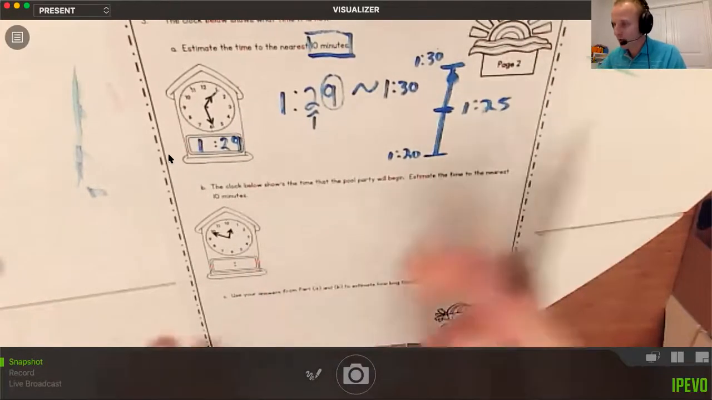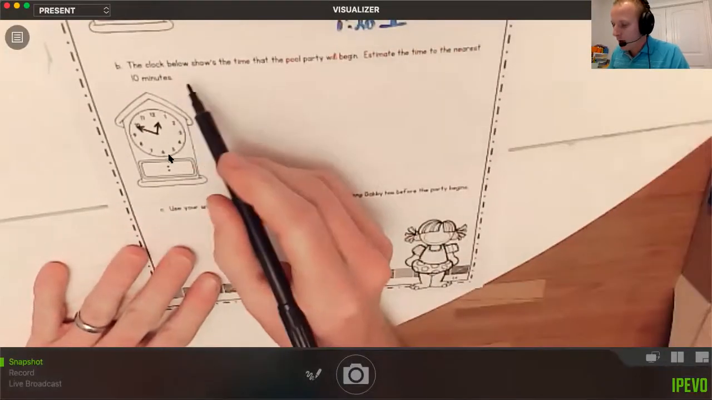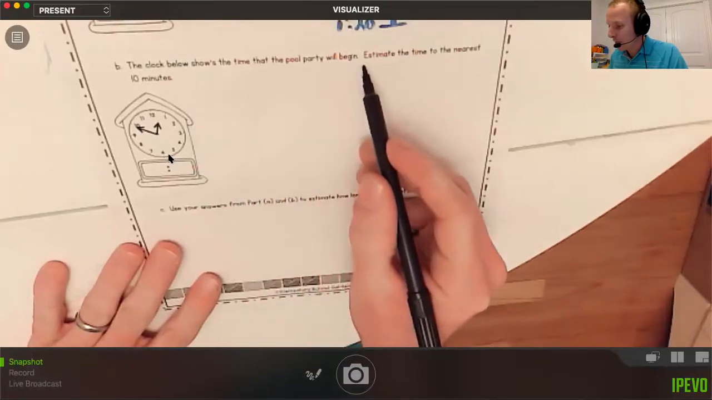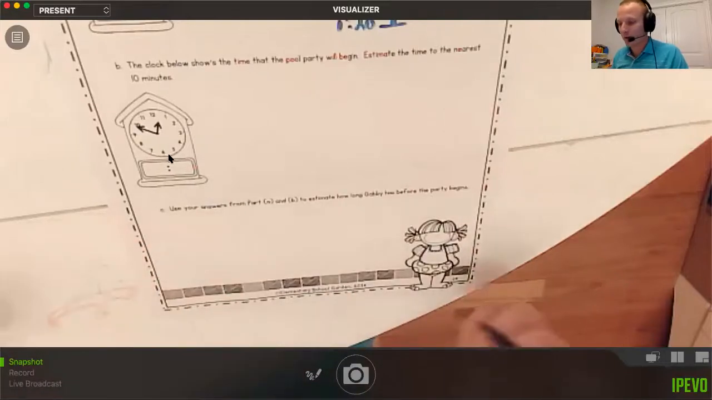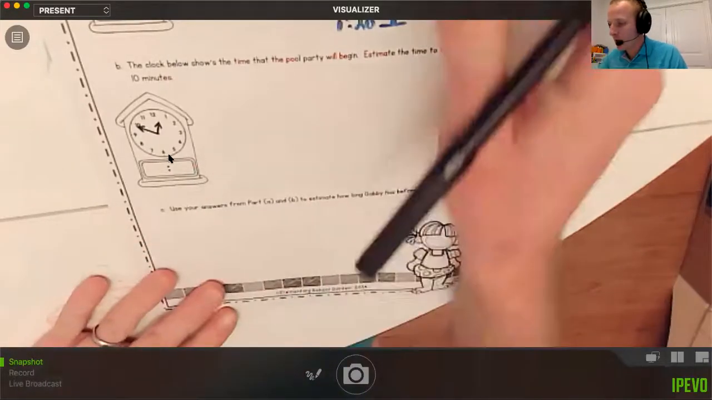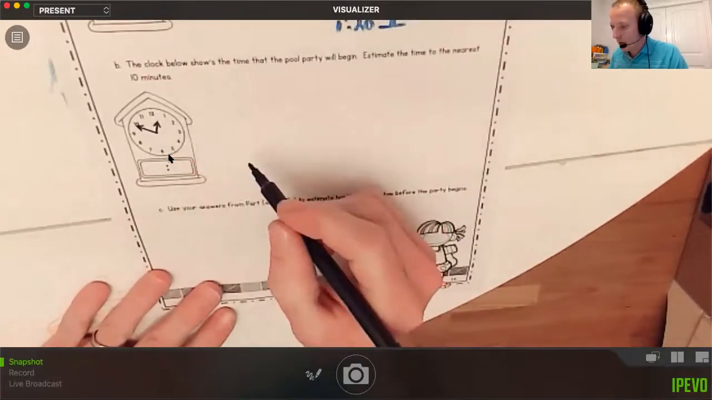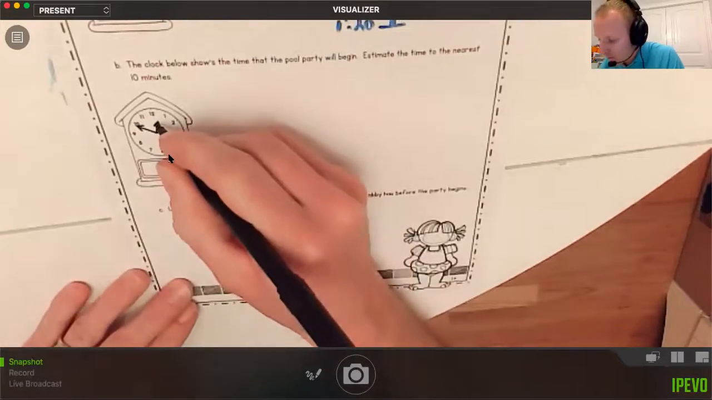Problem 2 says, let's bring it a little closer and see if maybe you can see that. The clock below shows the time that the pool party will begin. Estimate the time to the nearest 10 minutes. This is the same type of problem as before. So we're going to look at the clock here and round it to the nearest 10 minutes. So it's still in the 12 o'clock hour.